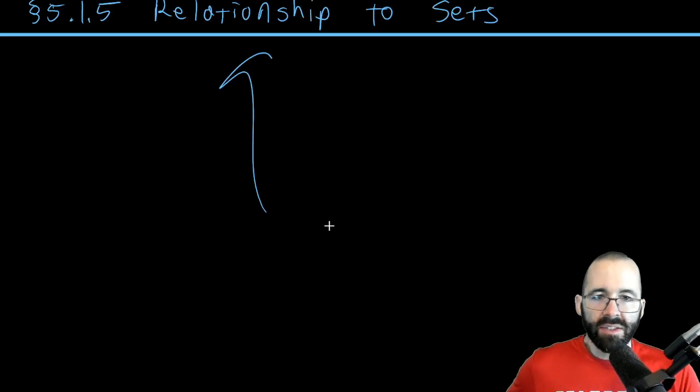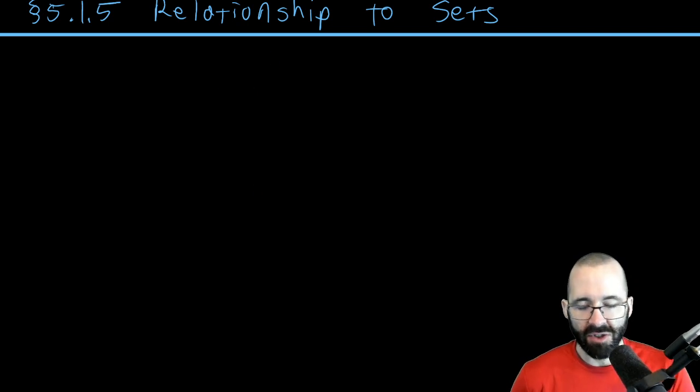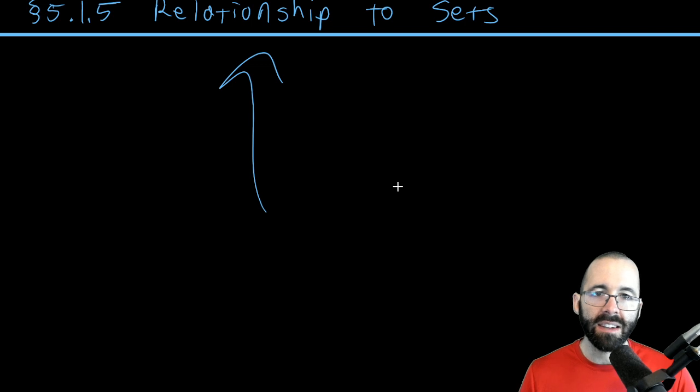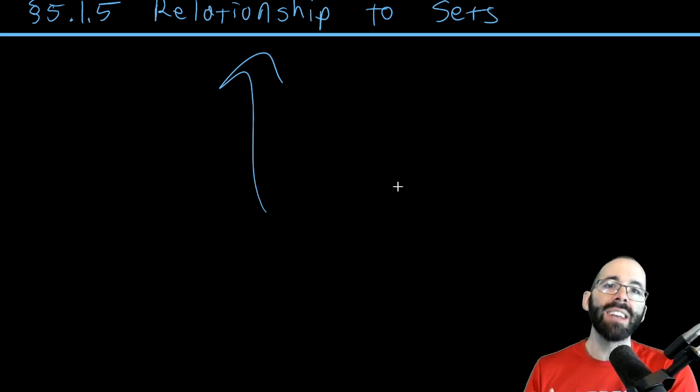All right, this is going to be a short video talking about what this chapter has to do with the previous two chapters. The structure of this class, this is a topics class. We spend 2 weeks on all these different topics in discrete math, but they are organized in a very specific way, right? We talked about sets.